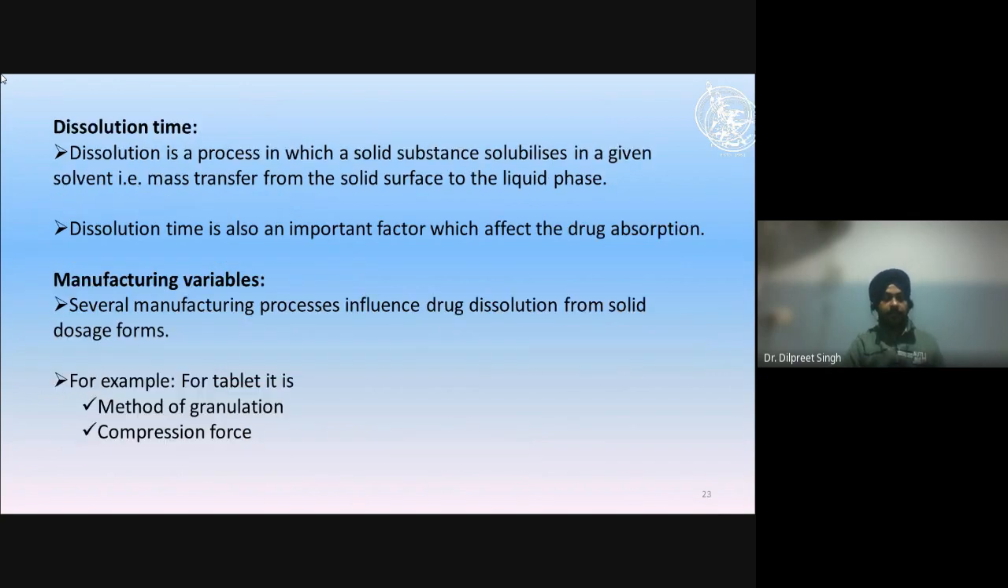So dissolution is a process in which a solid substance solubilizes in a given solvent, that is, mass transfer from the solid surface to the liquid phase. So what are the manufacturing variables? Several manufacturing processes influence the drug dissolution from the solid form, like the method of granulation and the compression force.